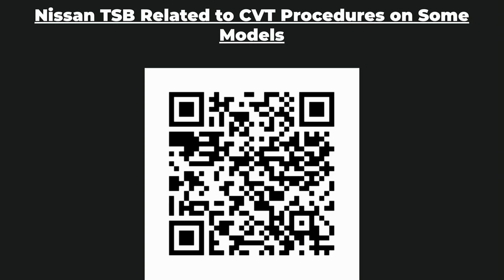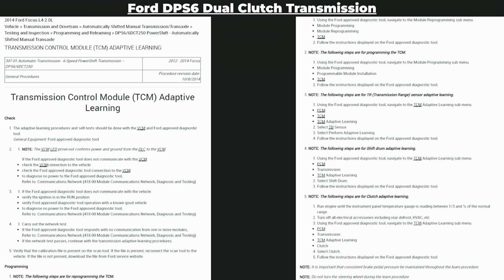So this is just an example you'll be able to look at pertaining to Nissan, and you'll see that the bulletin is highly detailed, including giving details about when programming is required, how it is accomplished, and things of that nature. Here's an example of a Ford. This is the Ford dual clutch transmission DPS6. So this particular transmission has a pretty long procedure explaining all of the different information that has to be carried out. They tell you exactly what you have to do.